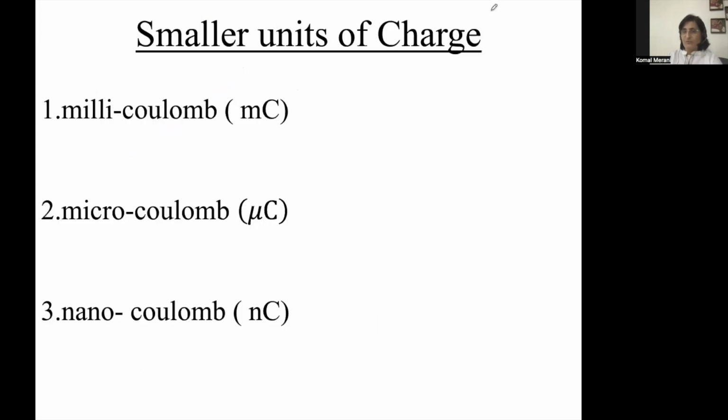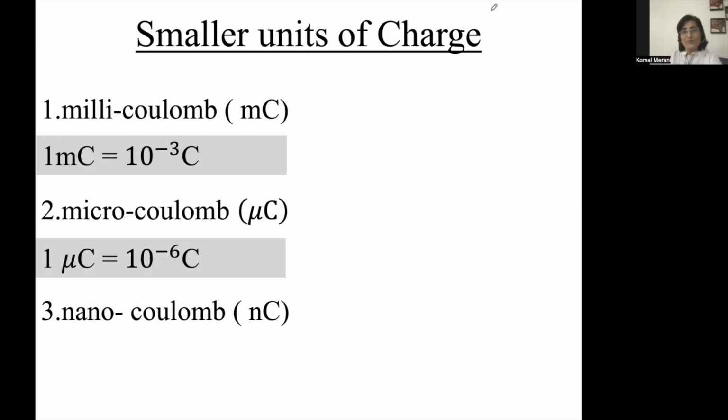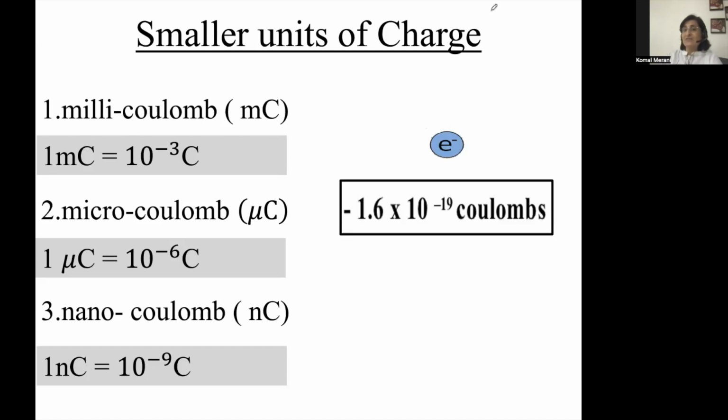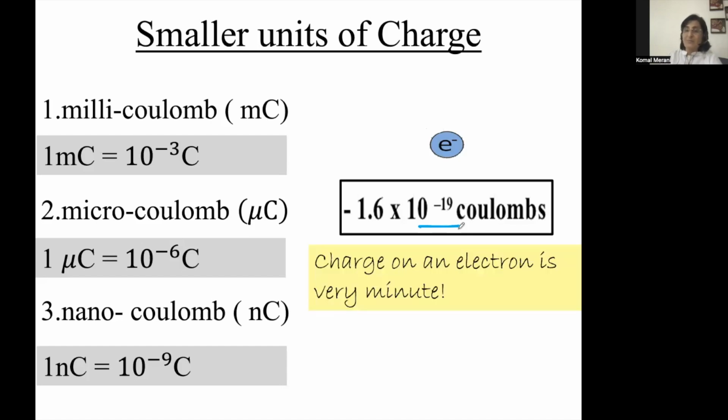Smaller units of coulombs will be millicoulomb, microcoulomb, and nanocoulomb. Now, can you remember what was the charge on one electron? 1.6 into 10 raised to minus 19. It's not milli, not micro, not nano. It's a very, very minute charge on an electron.